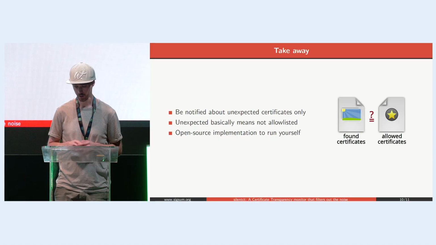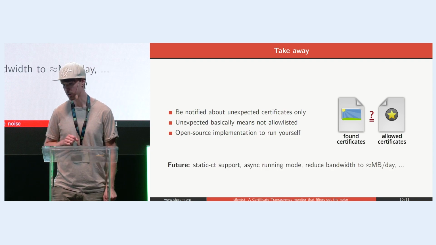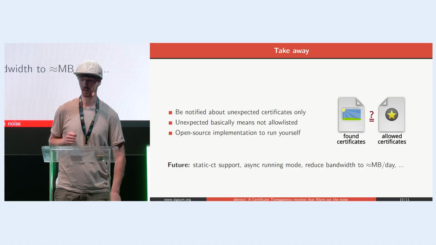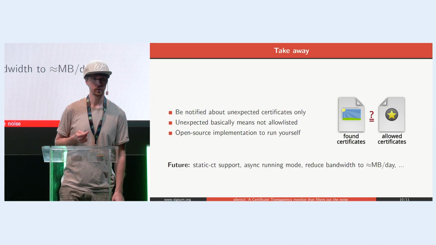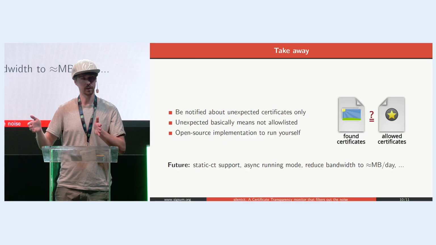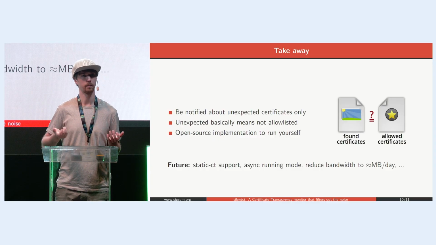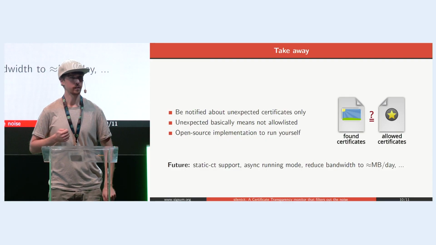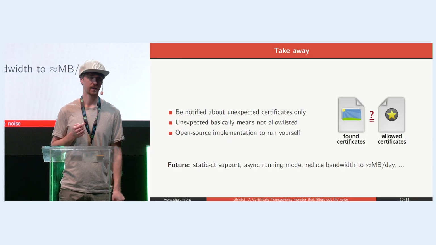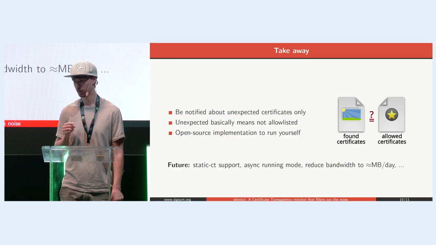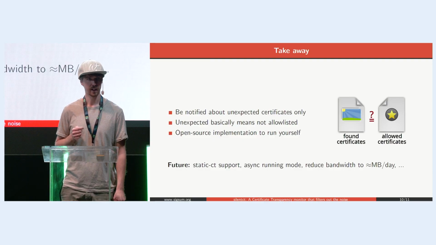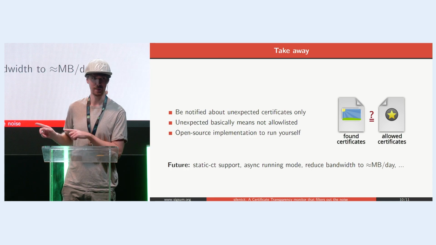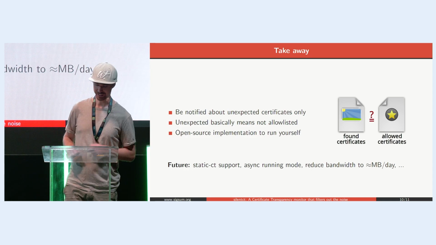So in the future, I would like to add support for this static CT API. I'm currently not supporting it, and that's on the top of the list to add. I would like to add an async running mode, so right now you have to run this on a server and it runs all the time. It would be really cool to be able to run this in CI pipelines, for example, on the clock, like every hour. And then it's also quite expensive to run your own monitor, so it's many tens of megabits per second. I would like to make that a few megabytes per day. And if that sounds like magic, or how would you even do that, then the good news is that that's the next talk by Martin. So I'm going to leave that for Martin.